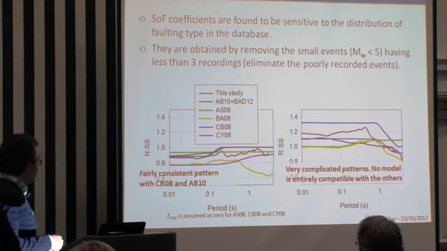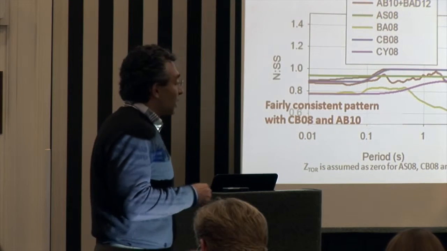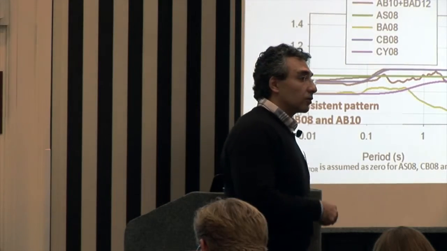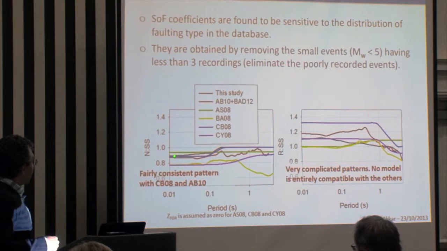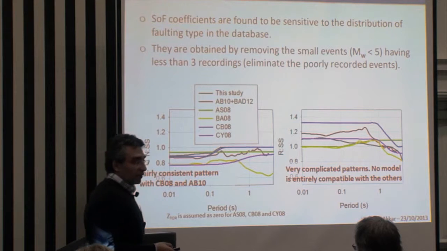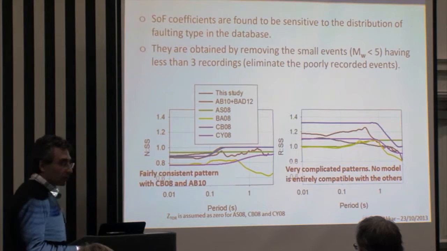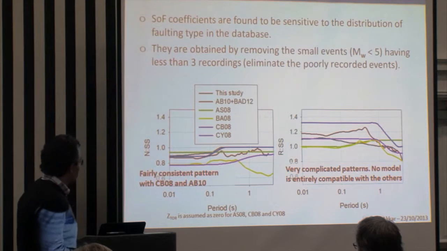If you compare our style of faulting coefficients with the GMPEs produced by the NGA West 1 project, you would immediately realize that our normal to strike slip ratios fit well with the Campbell and Bozorgnia 2008 predictive model, and also fit well with the Akkar and Bommer 2010 predictive model, which is in a way superseded by this new predictive equation.